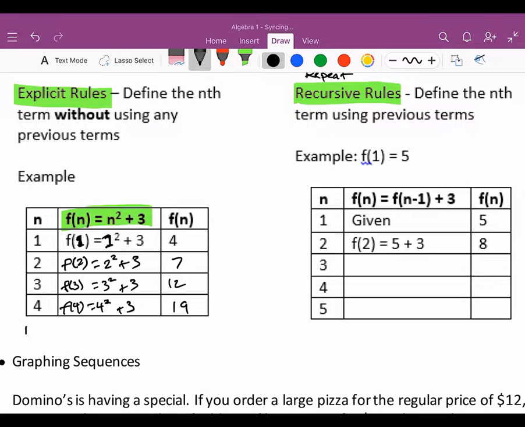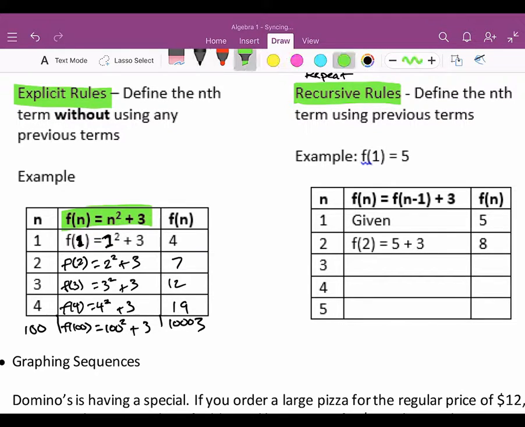So if I ask you to find the 100th number of this pattern, it's possible because all you have to do is replace the n with 100, so 100 squared plus 3. 100 squared is 10,000. 10,000 plus 3 is just 10,003. Okay? Now let's find the recursive rule.